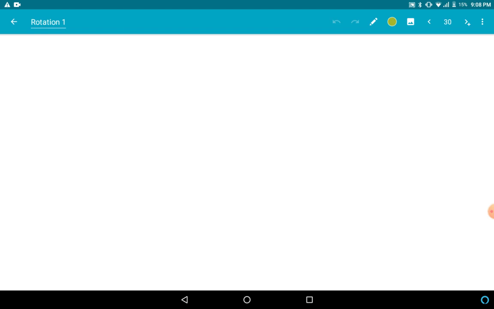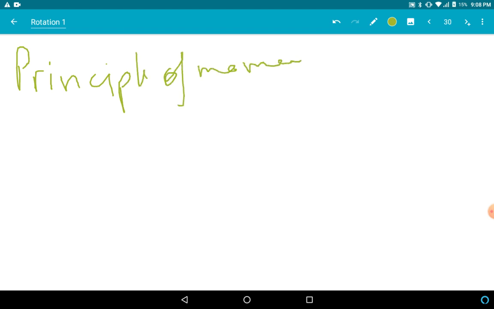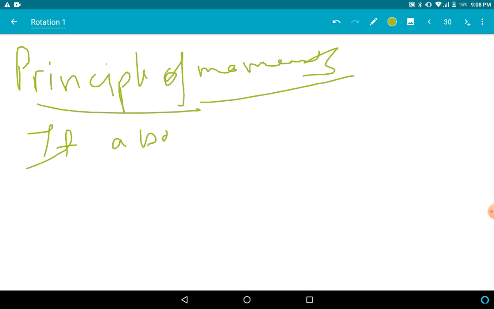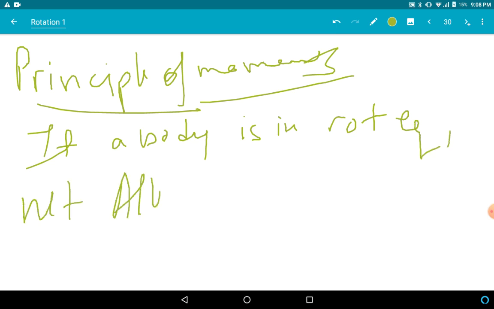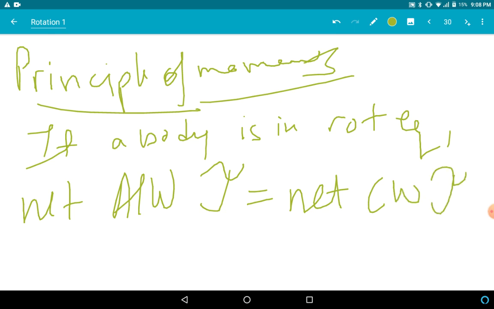Now we are going to learn an important topic, very important, the principle of moments. It states that if a body is in rotational equilibrium, the net anticlockwise moment of force is equal to the net clockwise moment. Understand? This is actually the thing.